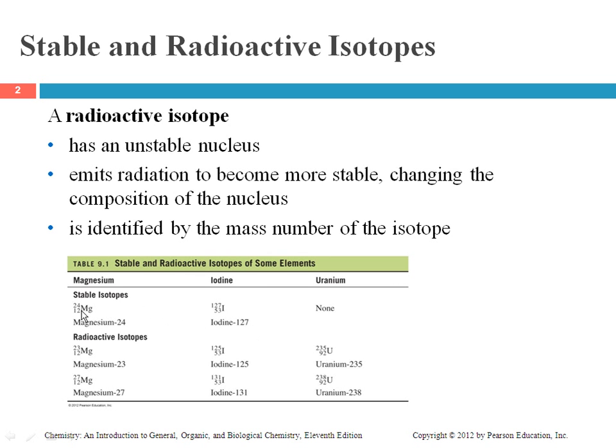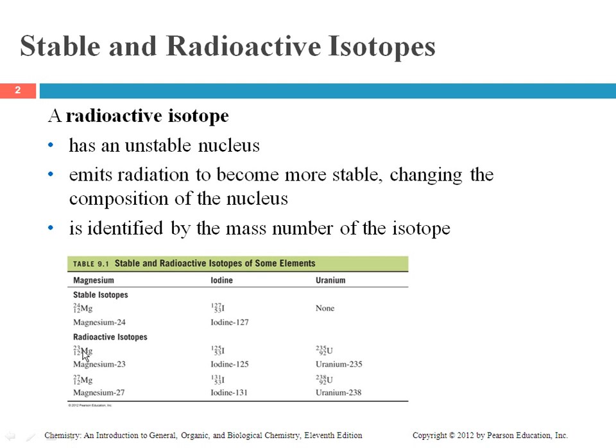Don't forget that this number here, the subscript 12, is the atomic number of magnesium. That number just comes from the periodic table. The same for iodine: that 53 comes from the periodic table. That's how many protons iodine has. That's its atomic number.